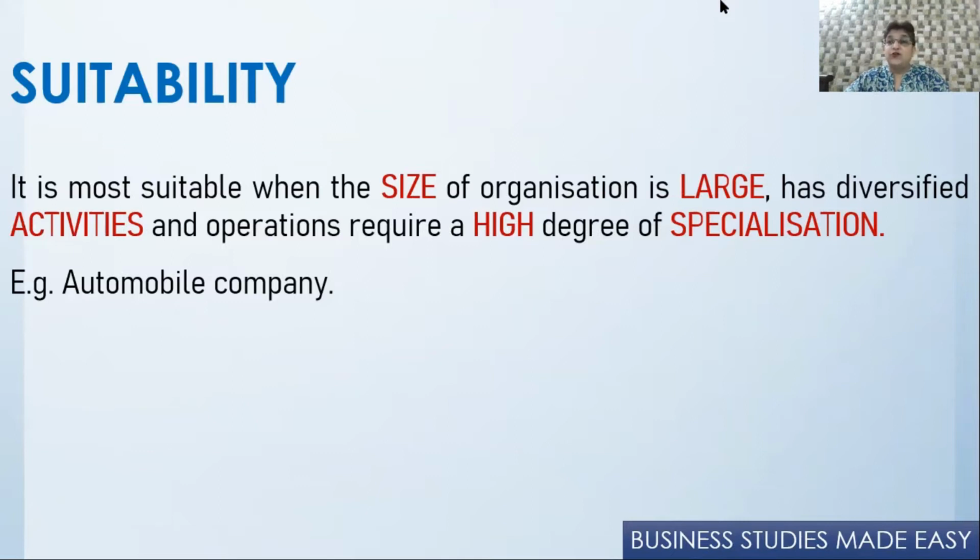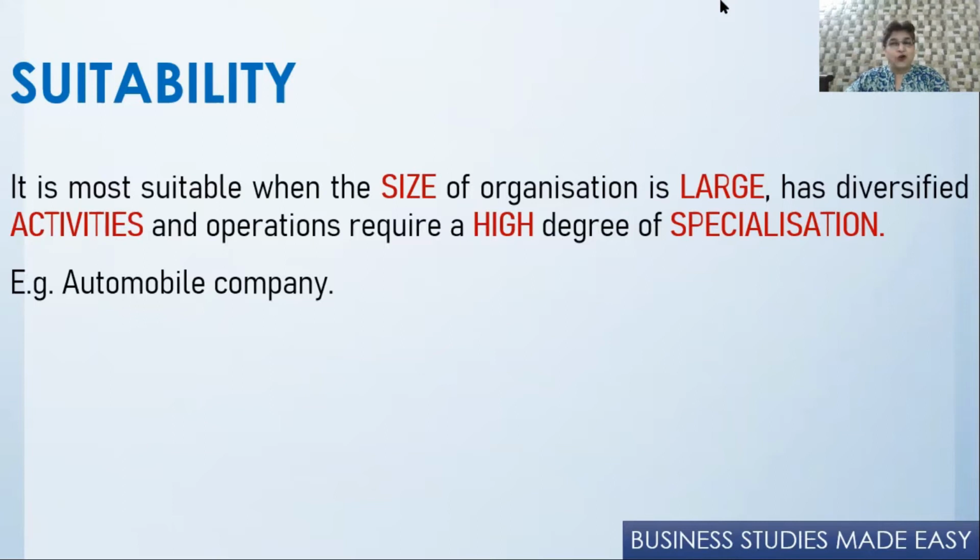So when the size of the organization is large, a big organization, and there is a high degree of specialization, they have diversified activities because the departments are created according to activities. So if you have a lot of activities, then you create departments according to activities, and there's a high degree of specialization. That is why we will have different departments according to different activities. There, a functional organization structure is best suited.